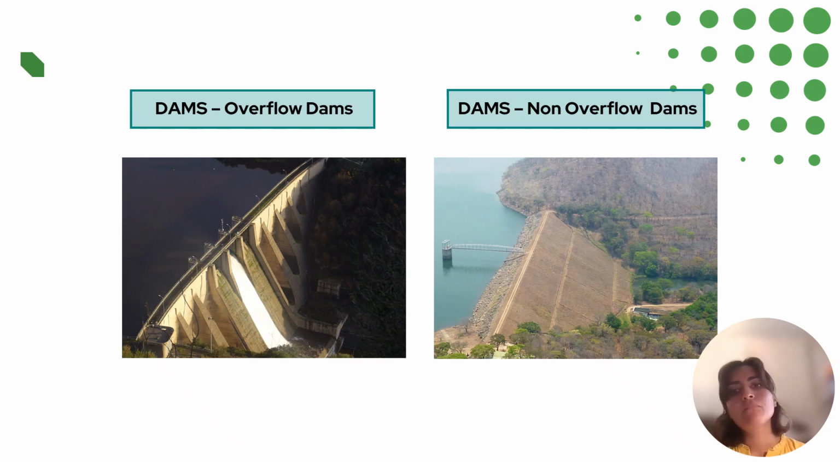On the other hand, non-overflow dams, like the example on the right, are not designed to allow water to spill over their crest. Instead, they are combined with separate spillways or outlet works to manage excess water. So, while both types are crucial, overflow dams directly manage high water events, whereas non-overflow dams rely on auxiliary structures to ensure safety.